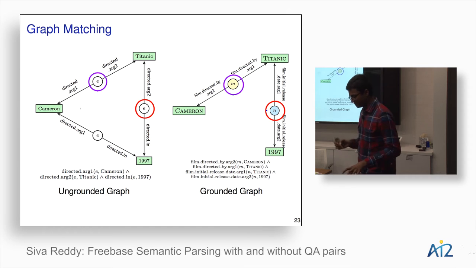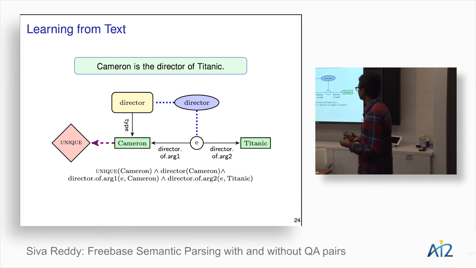So you take the ungrounded graph and then create all possible Freebase graphs, but you do not know which of these graphs is correct. So for each graph, you might end up with multiple Freebase graphs, right? But you need a way to know which of these is actually the correct one. So for this, we learn using denotations. Let's take this example: Cameron is the director of Titanic.